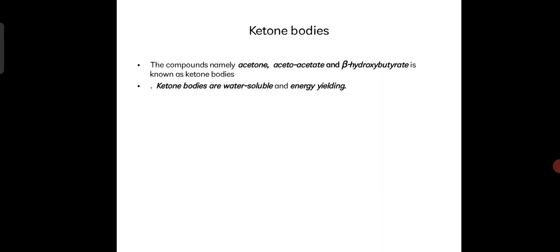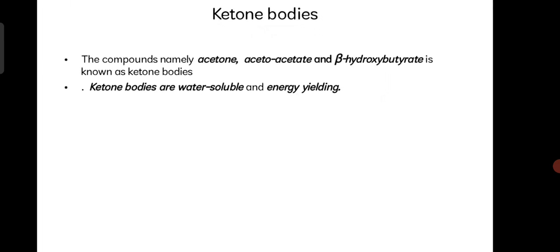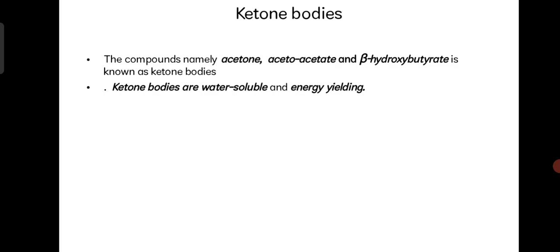Next is ketone bodies. What are ketone bodies? Acetone is a ketone body. Acetoacetate is a ketone body. Beta hydroxybutyrate is a ketone body. Ketone bodies are water soluble, and also energy yielding.